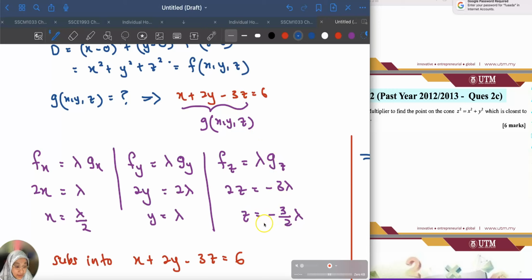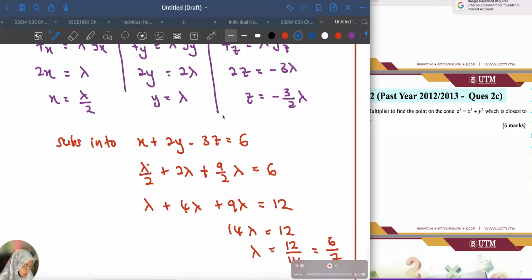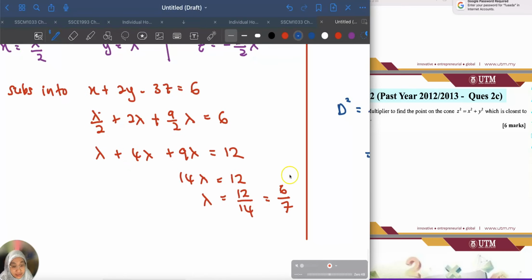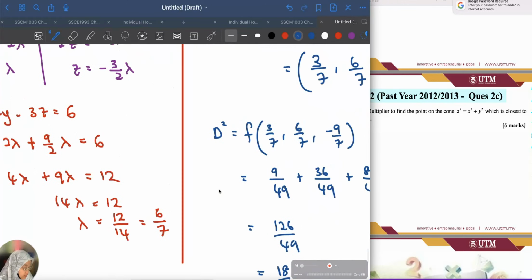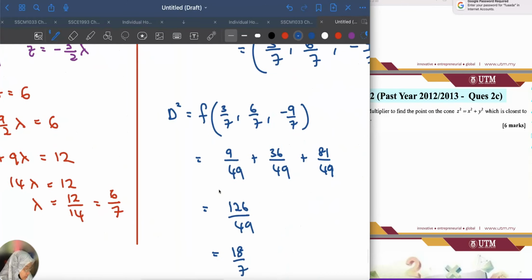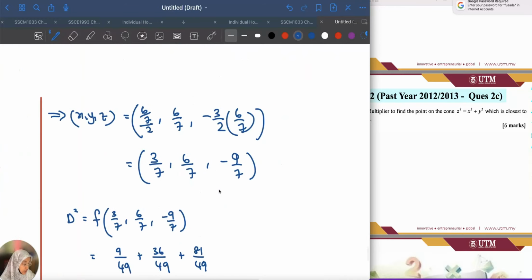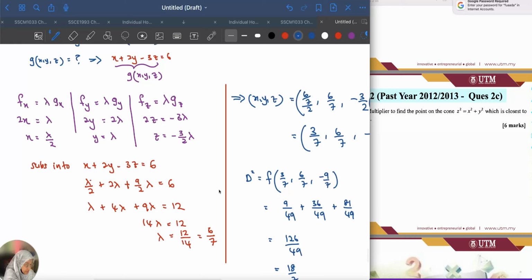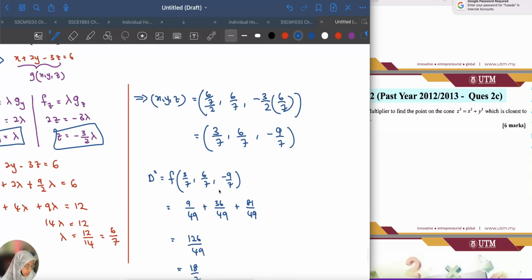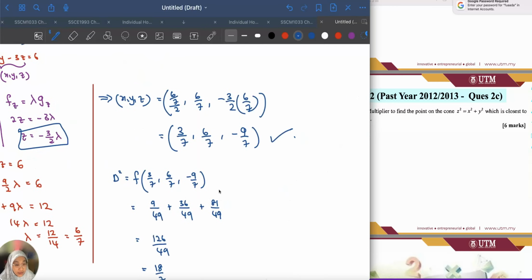To get the lambda, you have to substitute x, y, z in terms of lambda into the constraint here. Then we obtain that lambda is only 1 value, which is 6 over 7. And then we compute the point. Since we only have 1 lambda, we have 1 point. So we substitute the lambda into the x, y, z that you have here, here, here, and here, and you obtain this point.